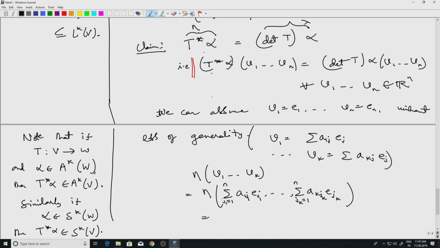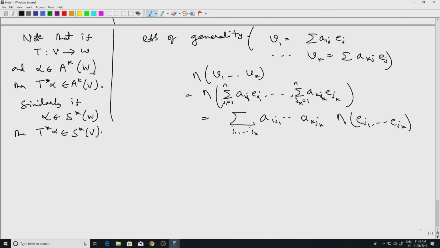The main thing is that using multilinearity, I'll get a sum over j1 all the way up to jk. I club all these coefficients together, the product of the A's, times eta of E_j1 up to E_jk. By the way, here I am working with k, even though ultimately I am going to take k equals n. That's going to matter.